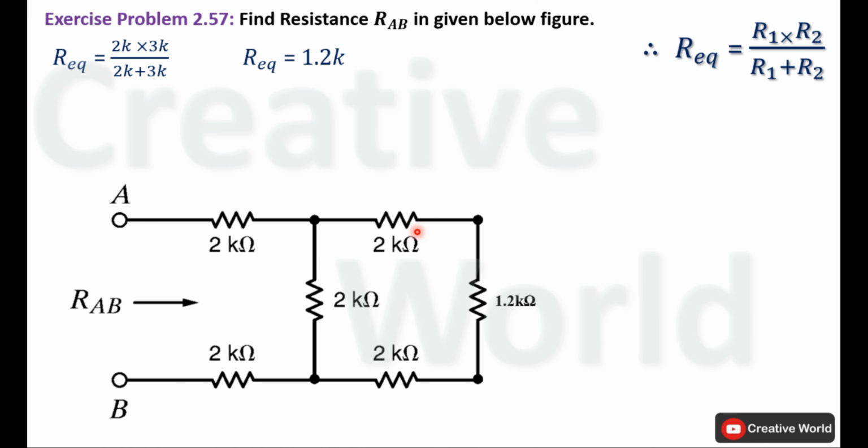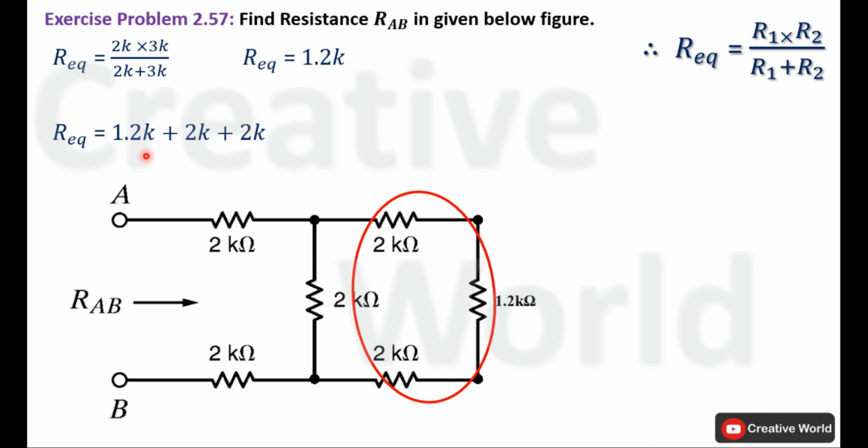Now again these three resistances are converted into a series connection, so we can find their equivalent resistance by adding the values of these three resistances. That will be 1.2 kilo ohm plus 2K plus 2K. R equivalent of these three resistances will be 5.2 kilo ohm, and we can replace these resistances with a single resistance having the value of 5.2 kilo ohm.